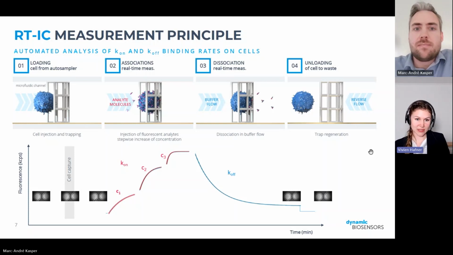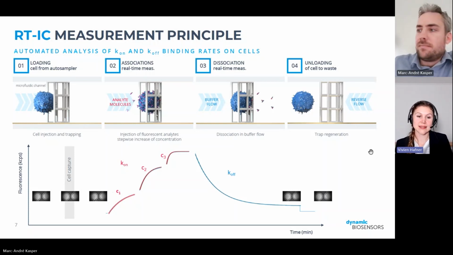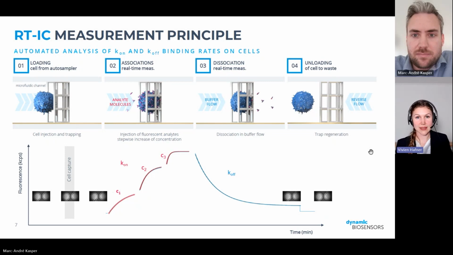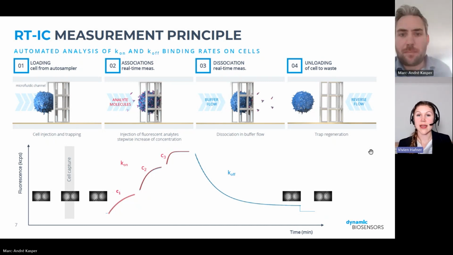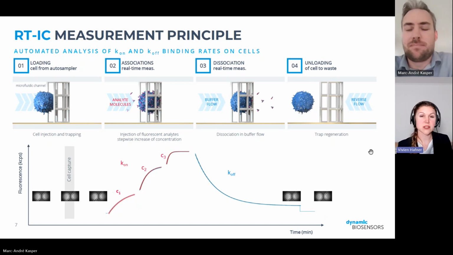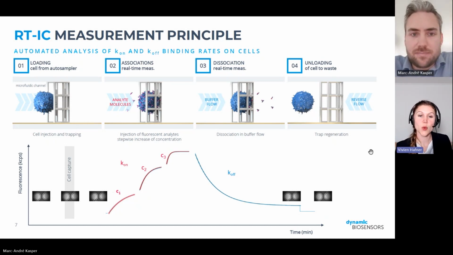And afterwards, you need a fluorescently labeled analyte molecule. And when this analyte molecule then binds to the receptor on the cell surface, you will see an increase in the fluorescence signal. And from this, you can then derive the real-time association rate K on. Then instead of the analyte solution, we use simple buffer, and this will then allow the analytes to dissociate again, and you will see the decrease in fluorescence. And from this, you can derive the off rate. Afterwards, you can also apply a reverse flow, just flow the buffer in the reverse direction to push out the cell again, and then the chip can be reused.